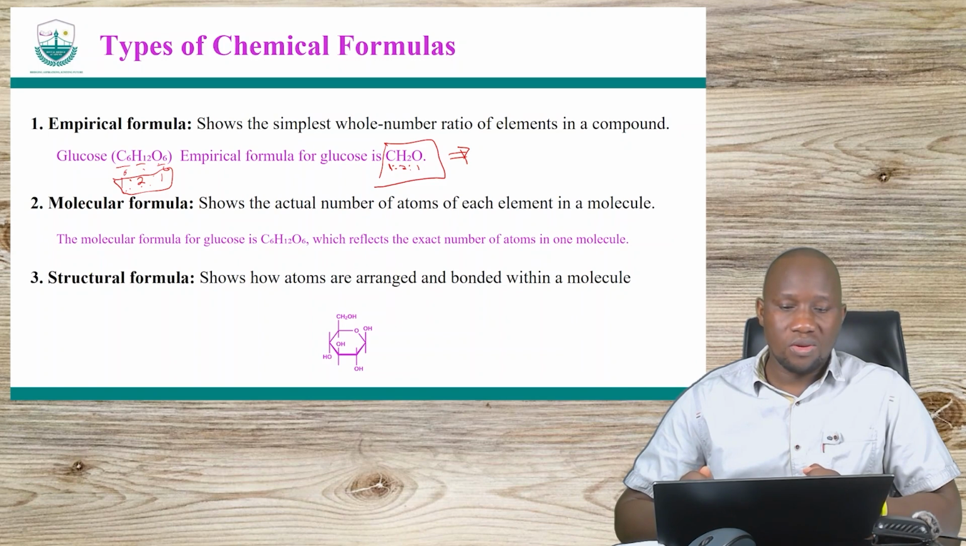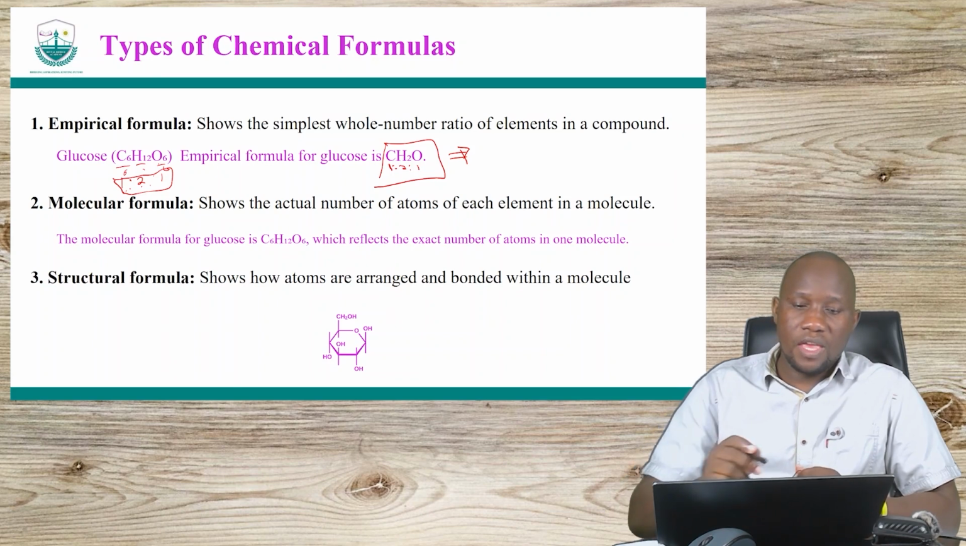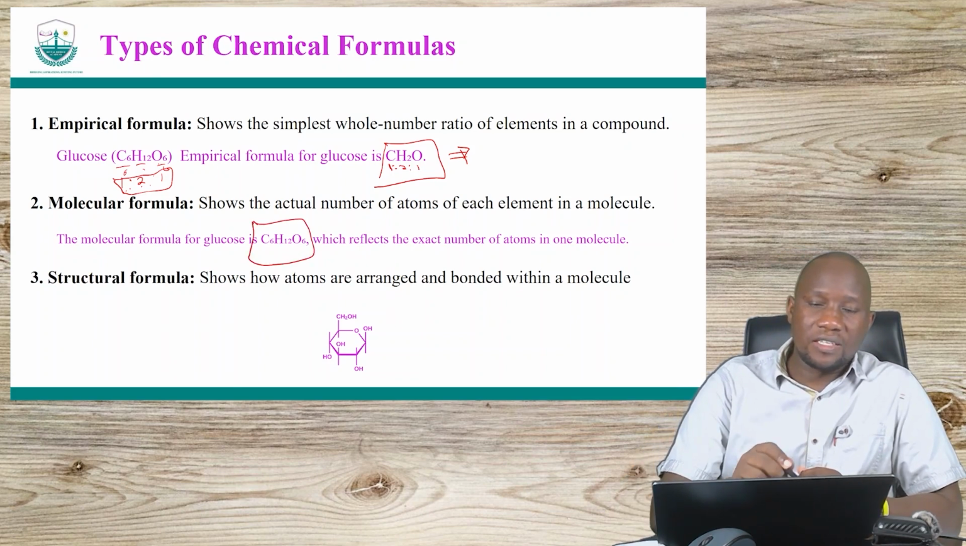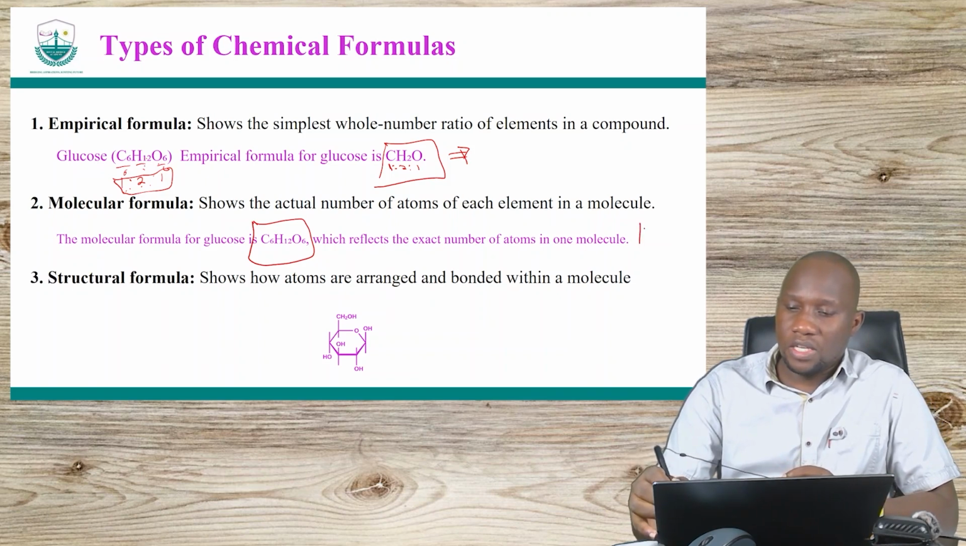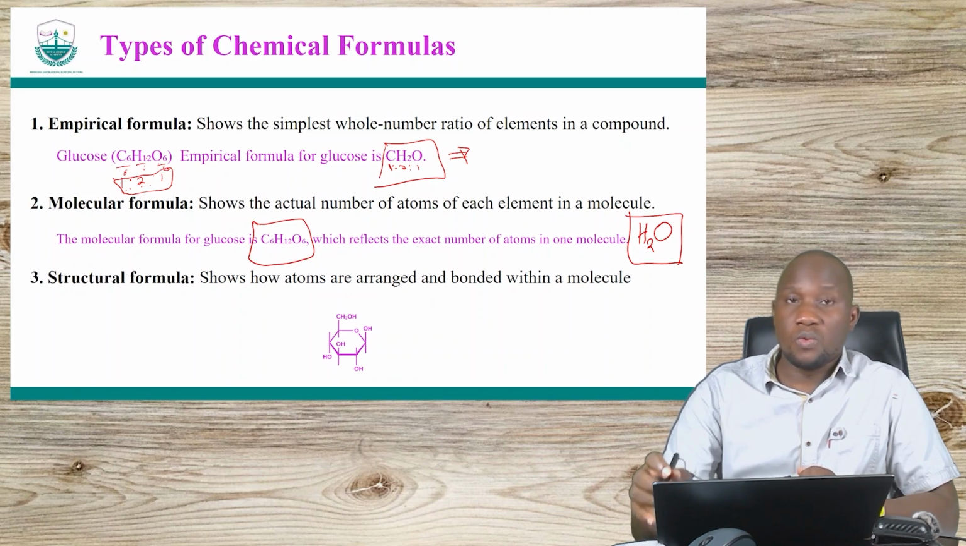And then we have what you call the molecular formula. It tells us the actual number of atoms of each element in the molecule. Okay, so here you don't basically change anything. The way it is here is the way, for example, water is H2O, and that's it. This is to say, in a molecule of water, you have 2 hydrogen atoms and 1 oxygen atom.